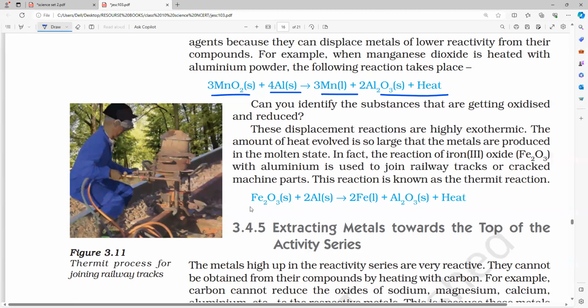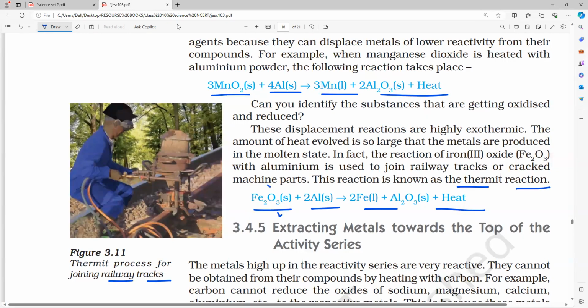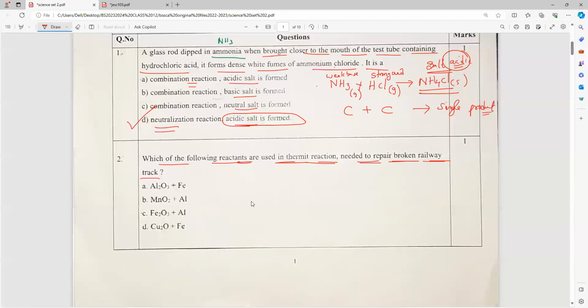This is the main reaction for joining the railway tracks, and this reaction is known as the thermite reaction. Fe2O3 plus aluminum. If you see the question, which of the following reactants are used in the thermite reaction needed to repair broken railway tracks? So what is that, guys? Fe2O3 plus aluminum. That is the main reaction of thermite welding.